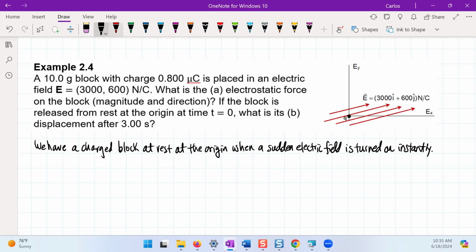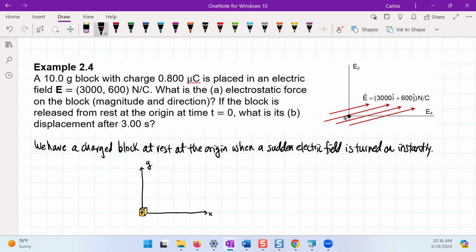So picture-wise, I imagine that I have a block. Let's say that this is my block right here. And I'm going to say that that's my origin right here. And I know it has a positive charge. So you can imagine I'm going to set up an axis that's going to read my y-axis. And then I'm going to have my x-axis.